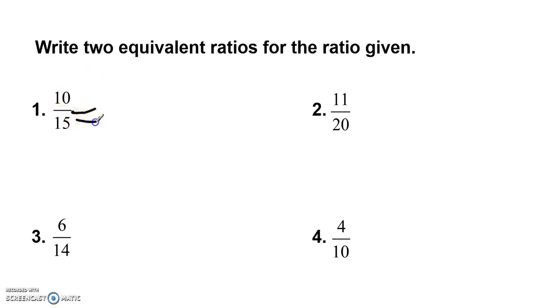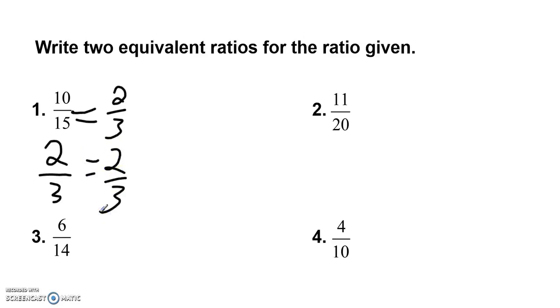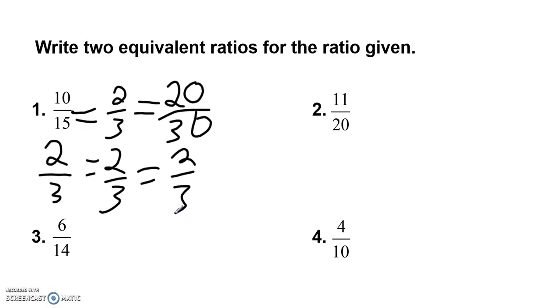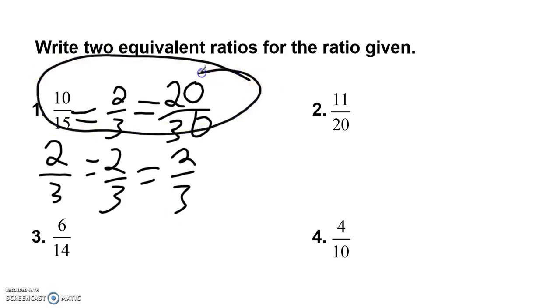I know that this is equal to 2/3 because 5 goes into 10 twice and 5 goes into 15 3 times. And then if I simplify this, that's 2/3 equals 2/3. So those are obviously proportional and equivalent to each other. Okay, and then now I have to figure out another one. So I'm going to times 10 by 2, which gives me 20, and I'm going to times 15 by 2, which gives me 30. If I simplify that down, I get 2/3. So then I know that all of these are equivalent to each other.